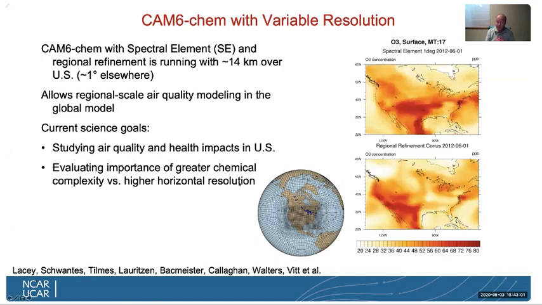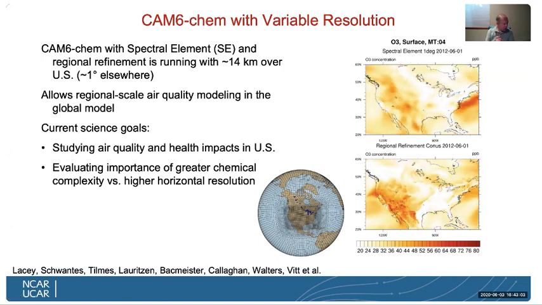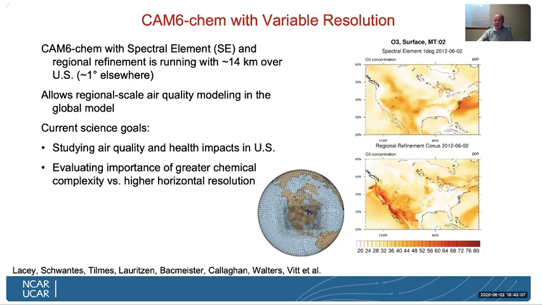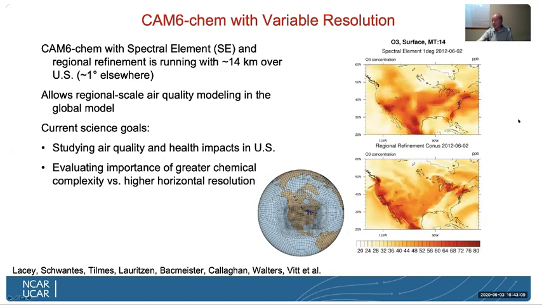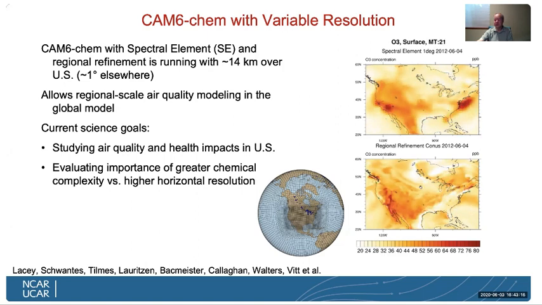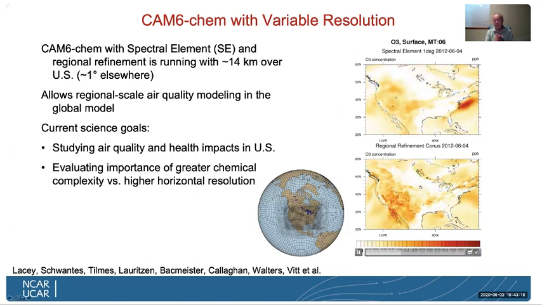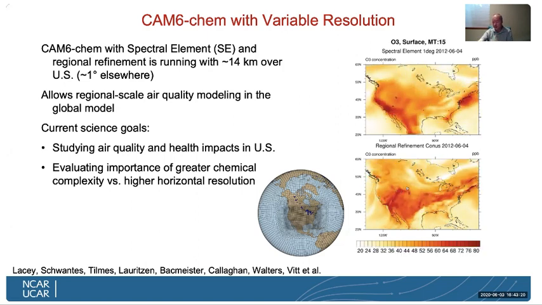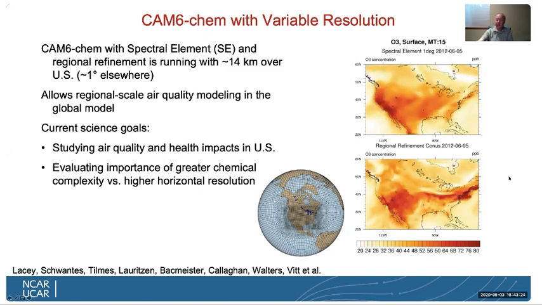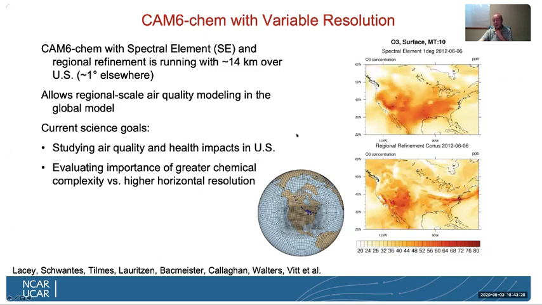And we have versions over the Arctic Ocean as well. And this is just showing a simulation of ozone. The top panel is the standard 1 degree simulation, and the bottom panel shows the 14 kilometer resolution over the continental US. And our chemistry folks were quite happy to get these regional details using this particular model version.